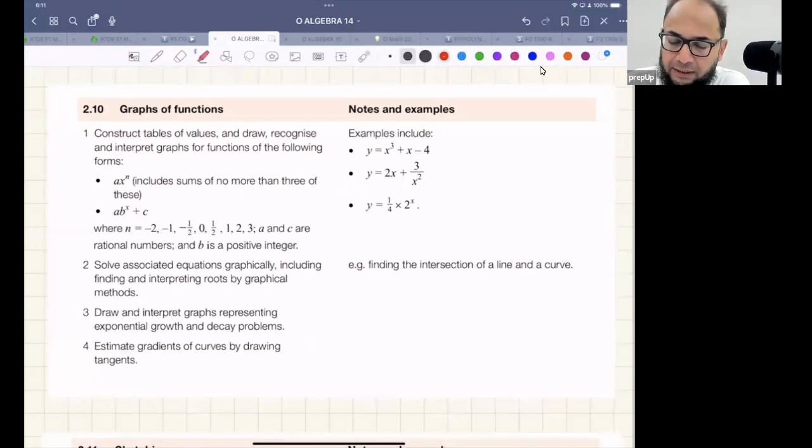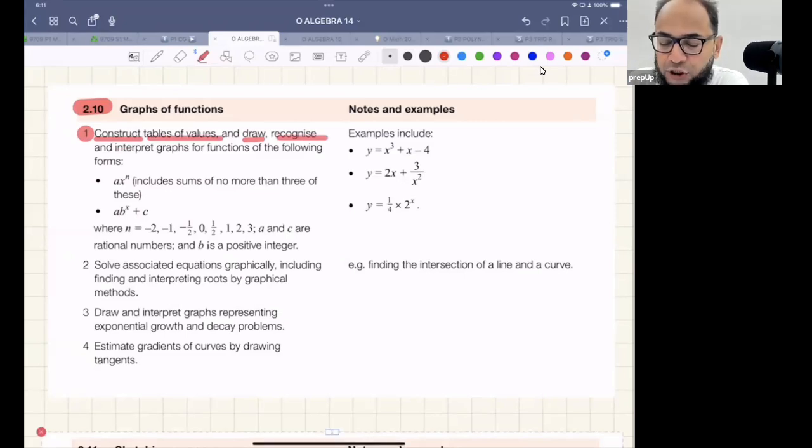We observe that this is section 2.10 from the new syllabus for the year 2025, and you people will be the first ones to give the exam of this new syllabus. Some things are added, some things are subtracted. Construct table of values and draw, recognize and interpret graphs for functions of the following forms.